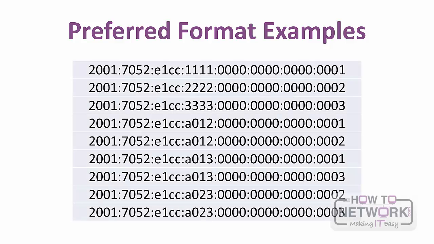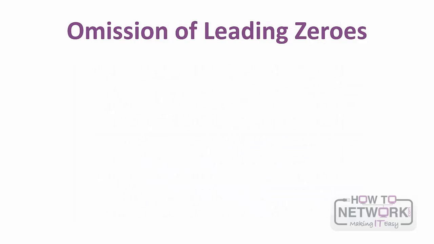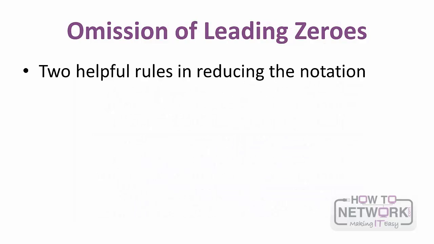The preferred format is the longest representation of an IPv6 address. A total of 32 hexadecimal values are used. Here are the examples of IPv6 addresses using the preferred format. Note that it is not easy to either read or write IPv6 addresses using the preferred format. Besides the preferred format, there are 2 helpful rules in reducing the notation of IPv6 addresses.